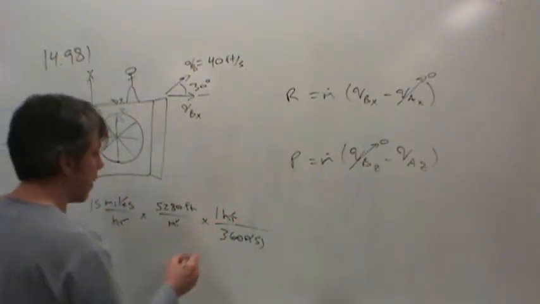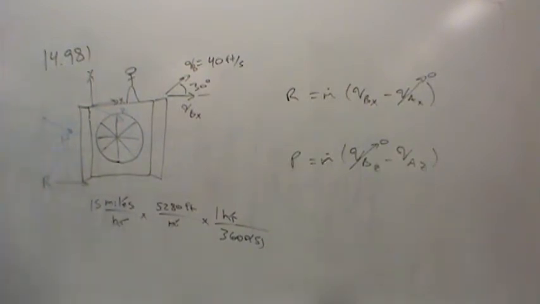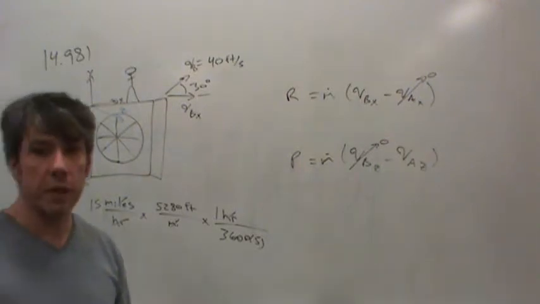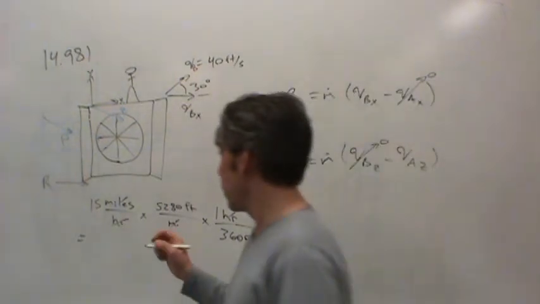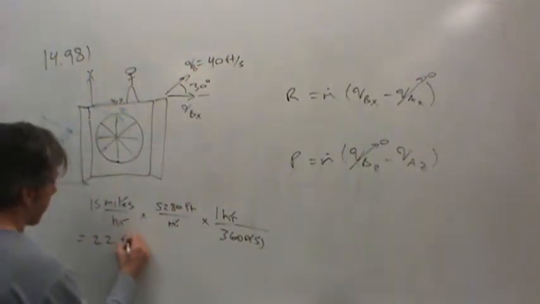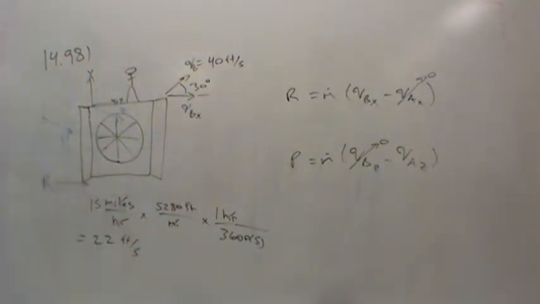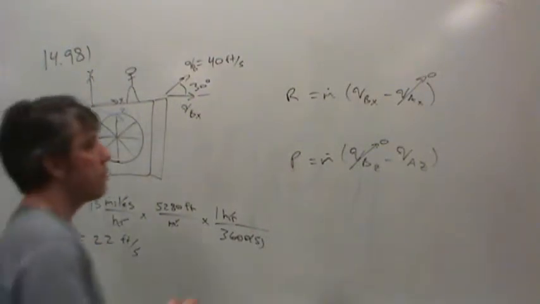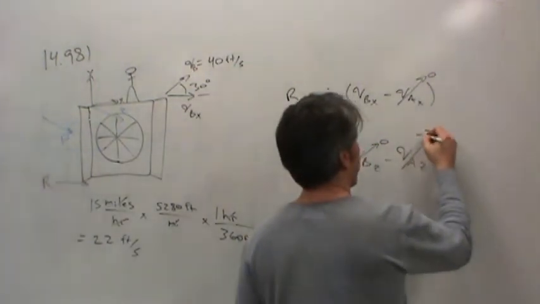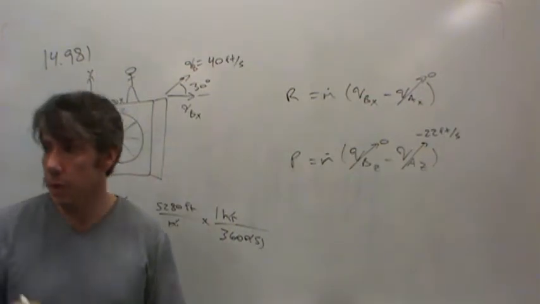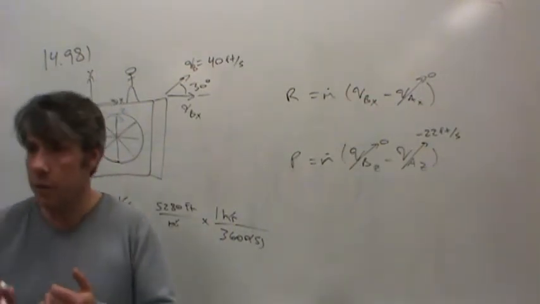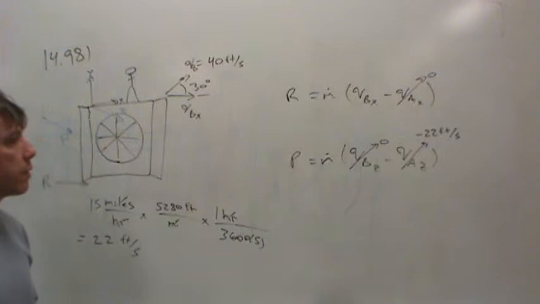So hours go away, miles go away. We'll have feet per second. Please plug this in your calculator and tell me the speed. If you're watching the video, you should grab your calculator also and try it. 22 feet per second. Anyway, so VAZ is just negative 22 feet per second. Does everybody understand why it's negative? It's because we're looking at the snow, the snow is coming in at us, which is opposite the Z direction, which goes out away from us.